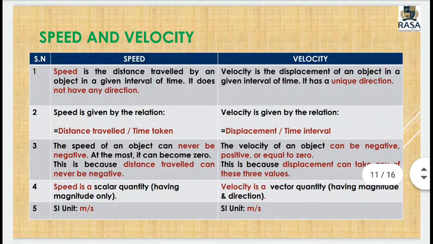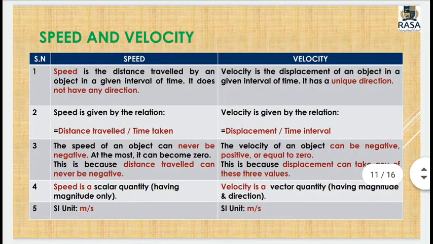Speed is the ratio of distance traveled upon time taken, and velocity is the ratio of displacement upon the time interval in which that displacement occurs. The speed of an object can never be negative whenever an object moves. Speed cannot be negative because it does not have any direction. The length will always be there, that is the path length.